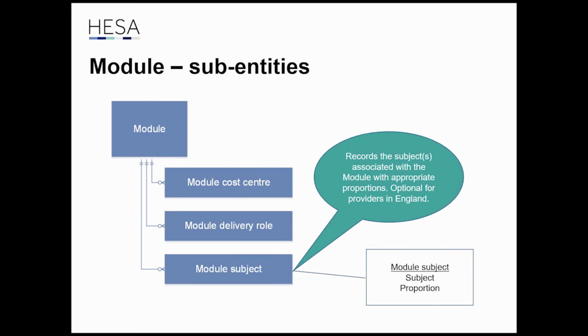And finally, we have module subject. So as at the qualification level, we record the relevant HECOS codes against a module with proportions. This is optional for providers in England, as is the case from, I think it's from this year, 1920, in the current student return.